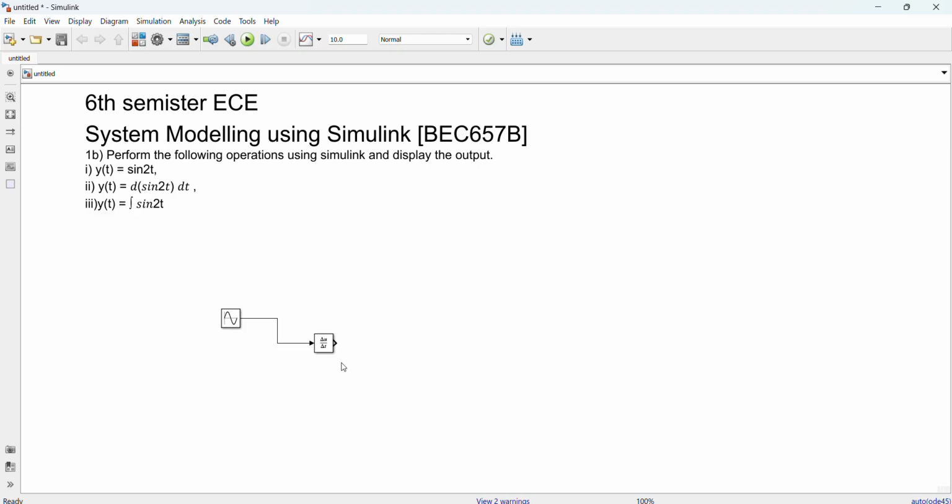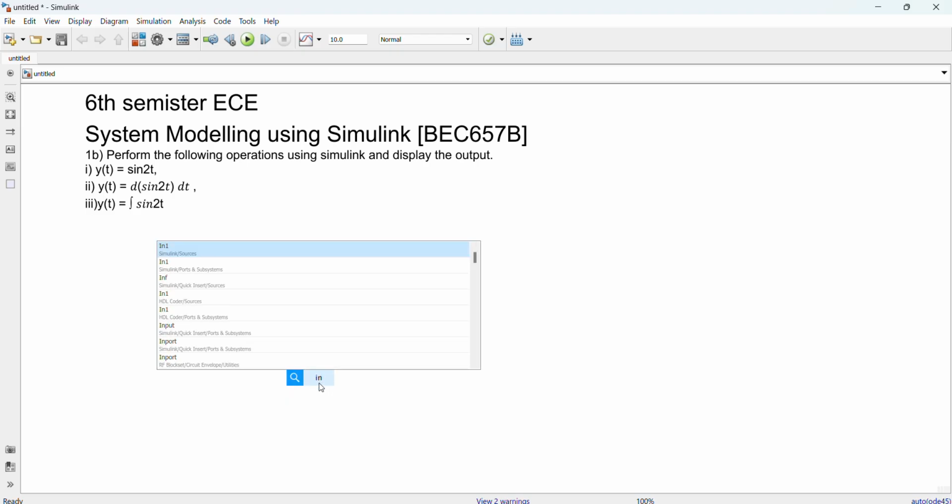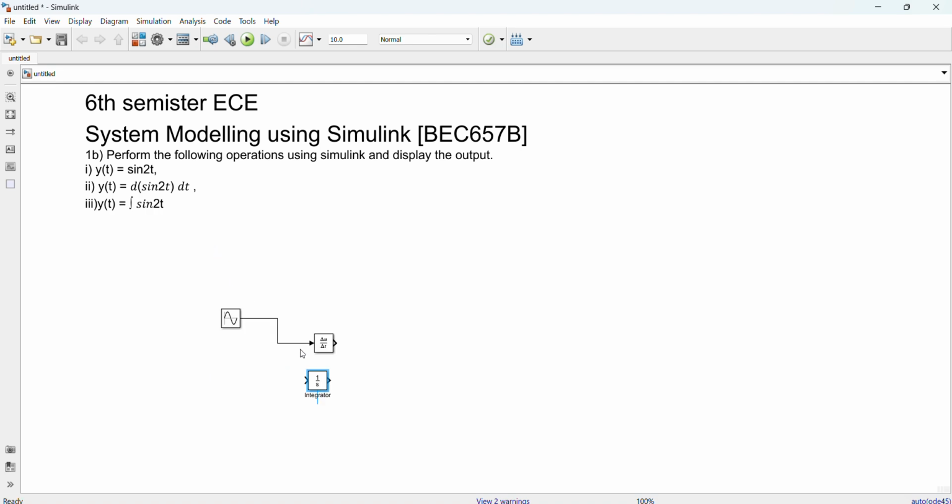Then we will take an integrator block and connect it to the sine wave output. This integration is the reverse of differentiation. The integral of sine 2t is minus 1 by 2 cos 2t. The integrator block computes this for you.